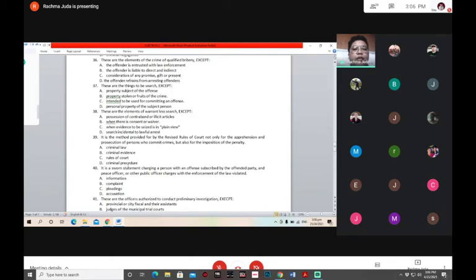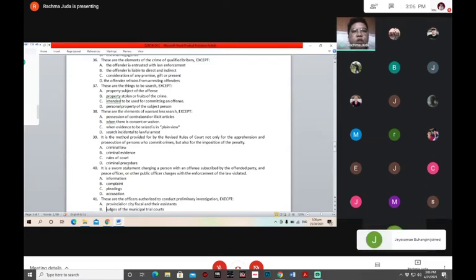These are elements of warrantless search except. I already gave those this morning: what are those forms of warrantless search? One is consented search, right? Remember, the second is the plain view doctrine. Then there is customs search, right? Then routine search, stop and frisk, and also search incidental to lawful arrest. If you are arresting a person, you automatically have the right to search that person, but only within the person's reach. So the answer there is Alpha. That is not applicable to the forms of warrantless search.